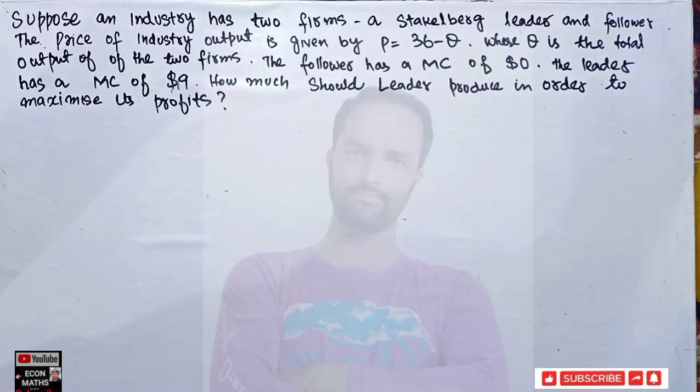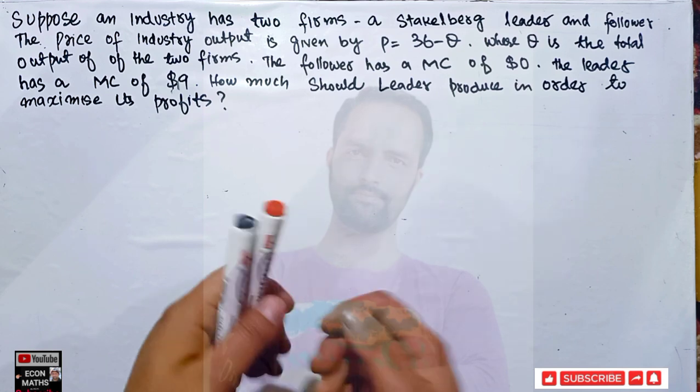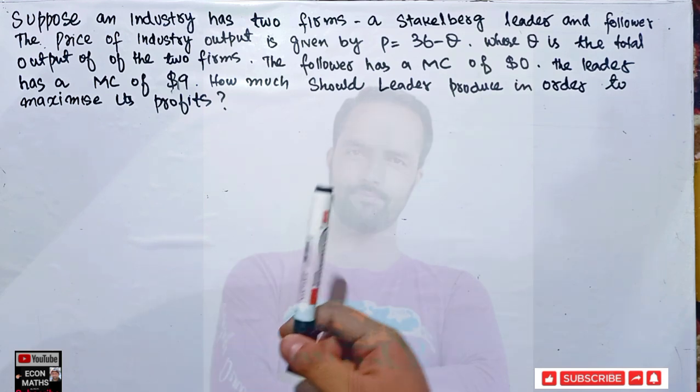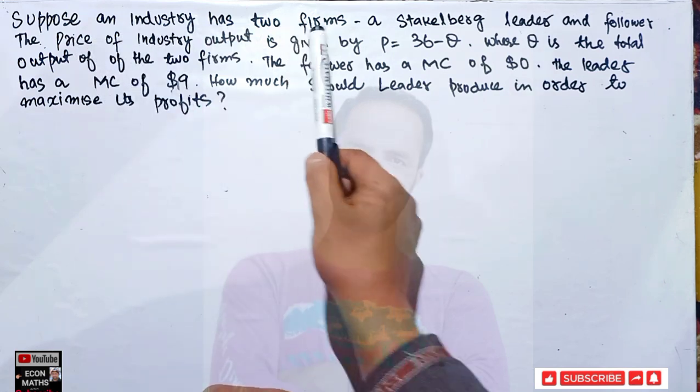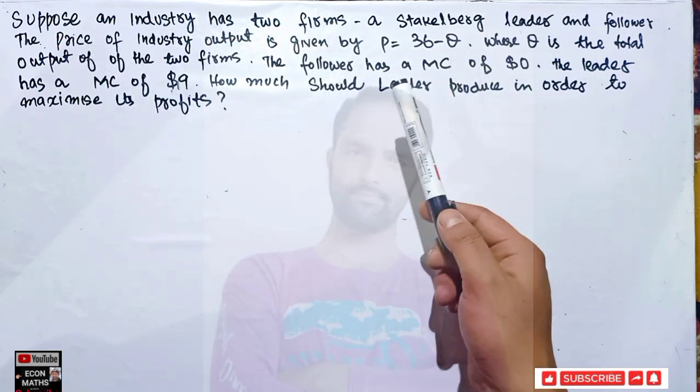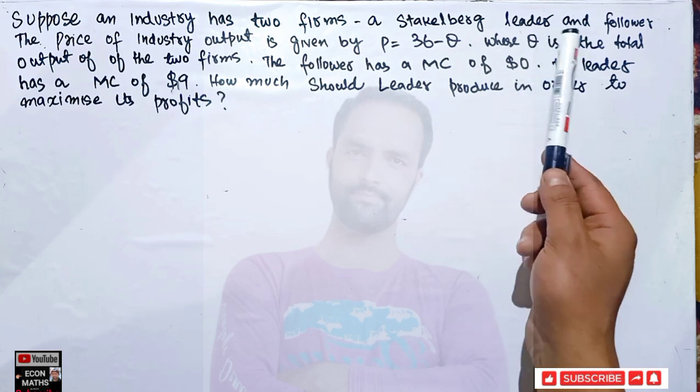In this video, we will try to solve a problem regarding the Stackelberg duopoly model. The question was asked by a person, Mani Khan, on the Econometrics Telegram channel. The question is like this: suppose an industry has two firms, a Stackelberg leader and a follower.